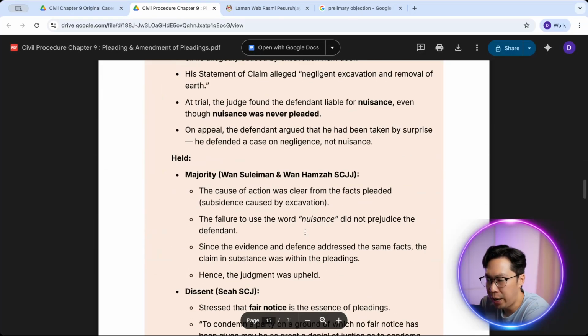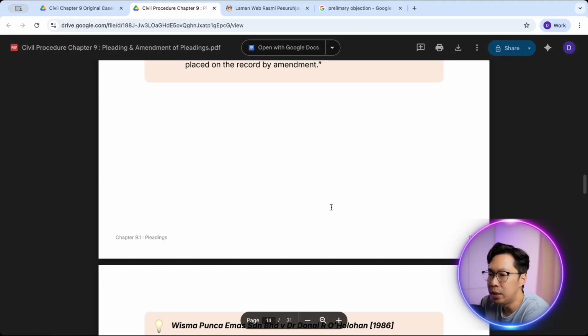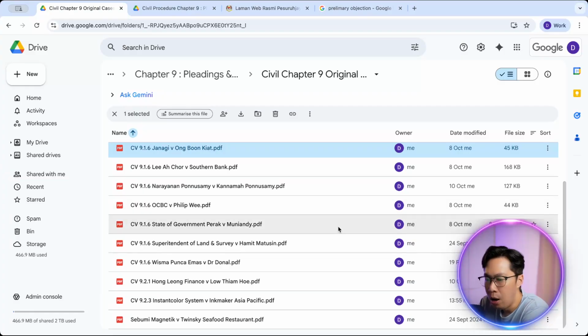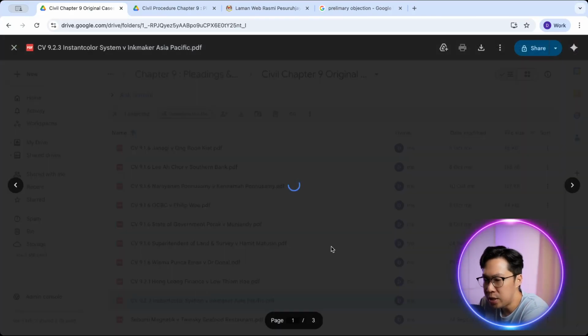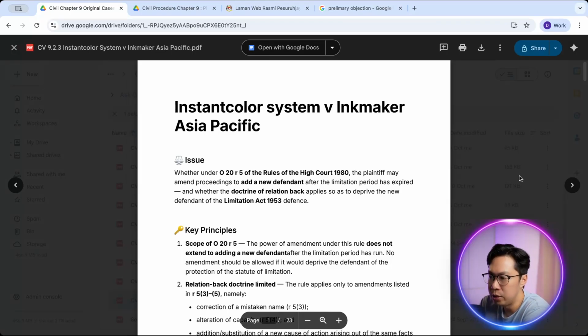Facts, help. I extract the particular thing I want that I think you should know. So that's why I didn't give you a summary in each case. There's only one case I give you a summary here, which is this one: Instant Color and Ink Maker. Okay, very often tested, so you need to know.